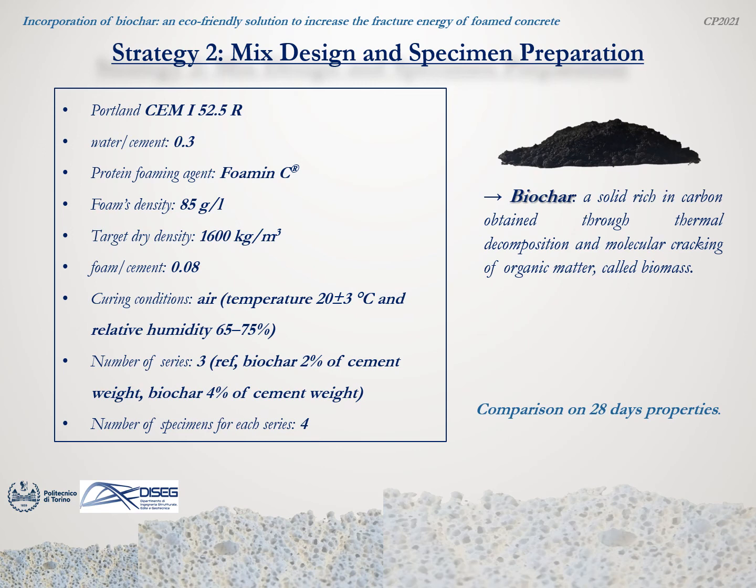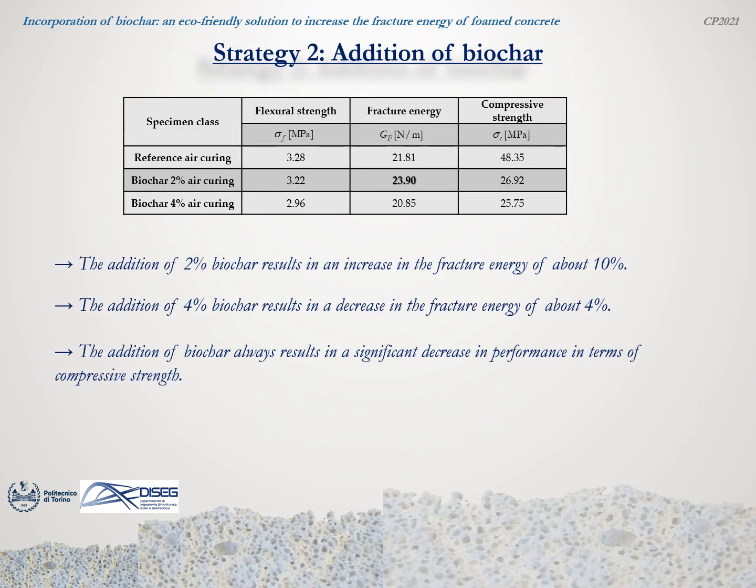Compared to the previous mix design, in this case the chosen target dry density was equal to 1,600 kg per cubic meter. In fact, studies concerning lightweight foamed concrete with the addition of biochar are currently in progress and will be shown in future works. The results of the experimental tests in terms of flexural strength, fracture energy, and compressive strength are reported in the table presented in this slide.